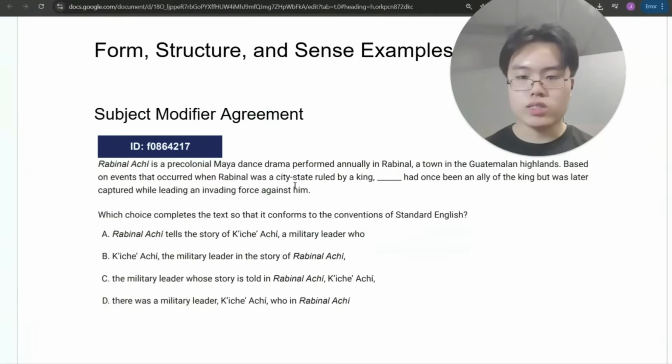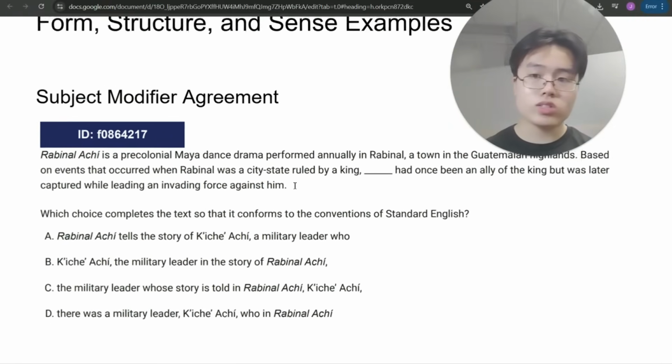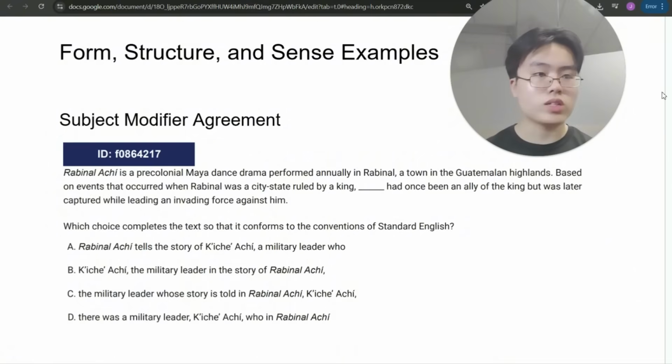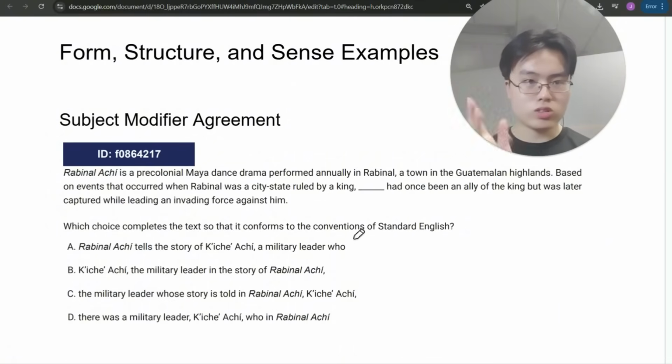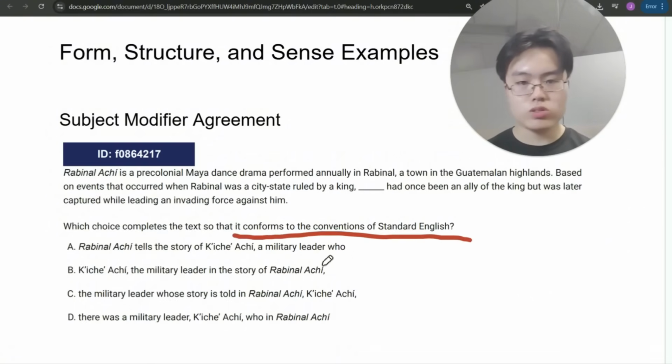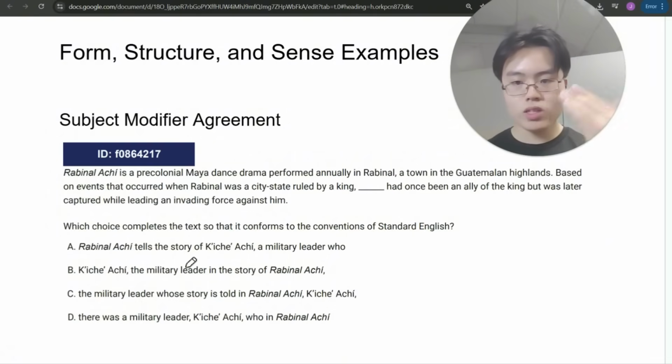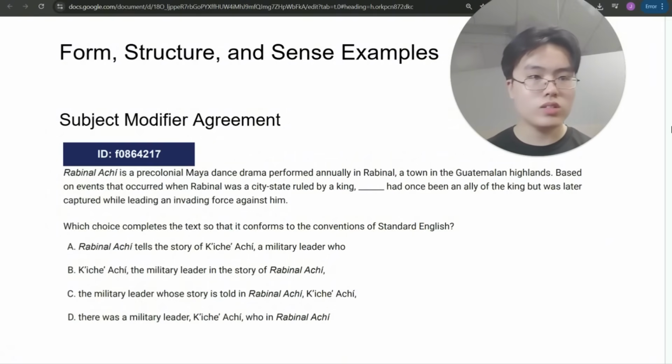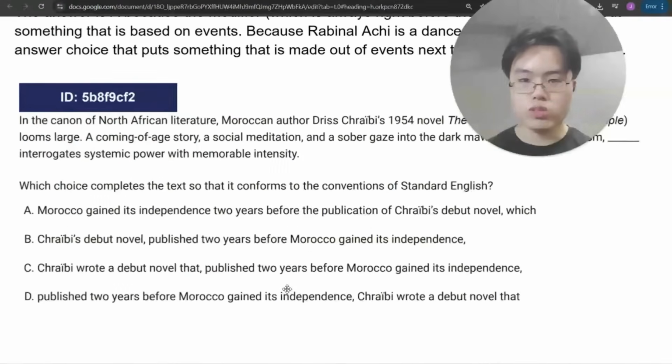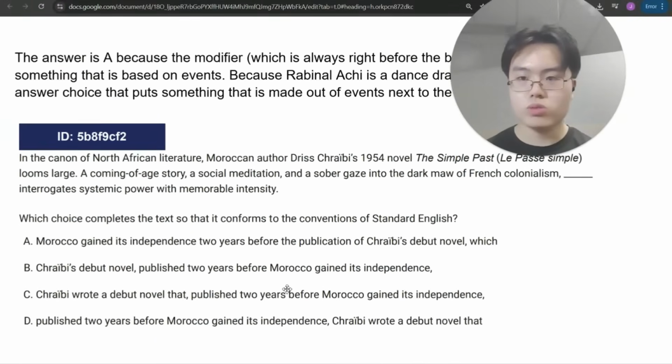Now, modifier questions look like this. Basically, it kind of looks like a reading comprehension question, but it's still grammar. We know it's grammar because first of all, it's usually between question 15 and 21, around there, which is where grammar questions usually are. But also, it says this conforms to the convention standard in English, so we know it's a grammar question. However, the answers are kind of long. Okay, so this is a modifier question. Actually, I'm going to not do that one. Let's do this one.